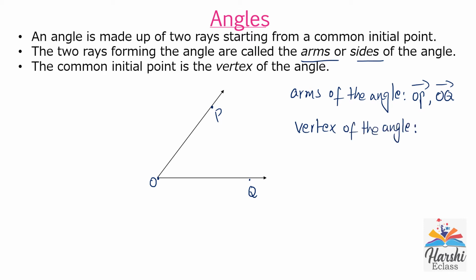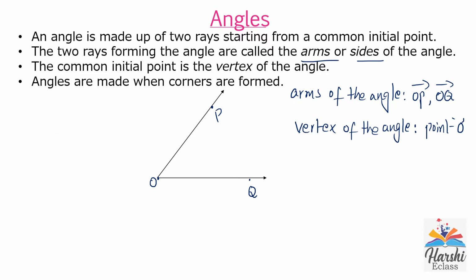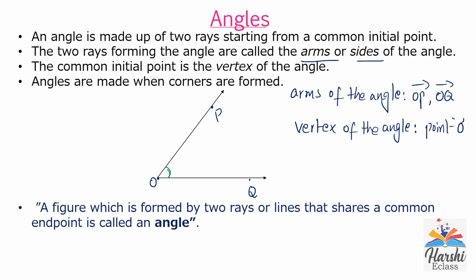Vertex is the singular form. Vertices is the plural of the word vertex. Point O is the vertex in this angle. Angles are made when corners are found. When two rays meet at a common initial point, they form a corner, that is the angle. An angle is represented by a small curve.